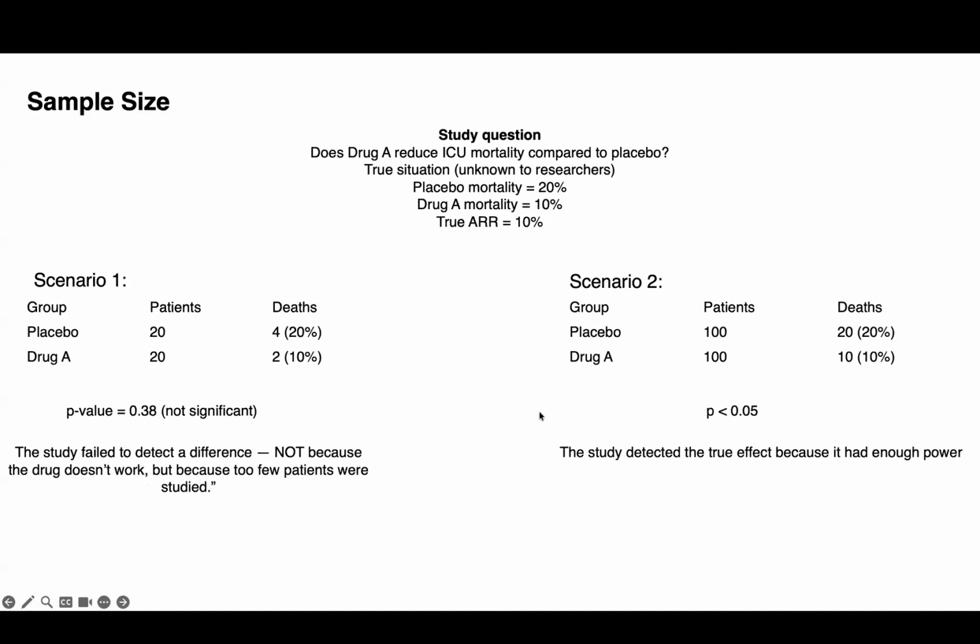Similarly, in scenario 2, here you see that they've taken 200 patients. That is, placebo had 100 and drug A had 100. Here the deaths were 20, whereas in drug A it was 10. So here you see that the p-value is significant. So the study detected the true effect because it had enough power. All right. So this is why the sample size is very important.